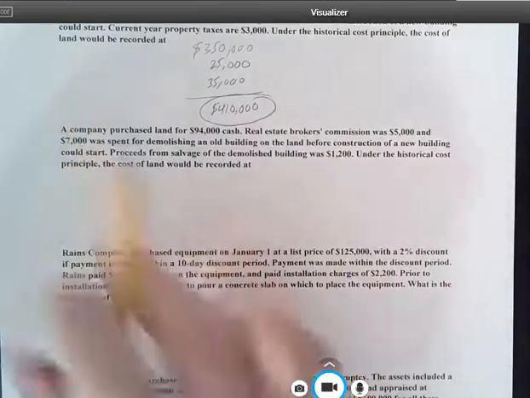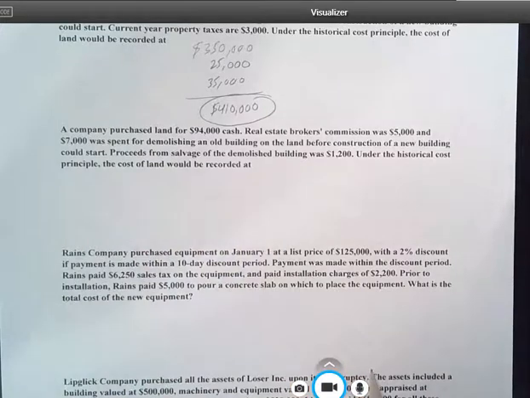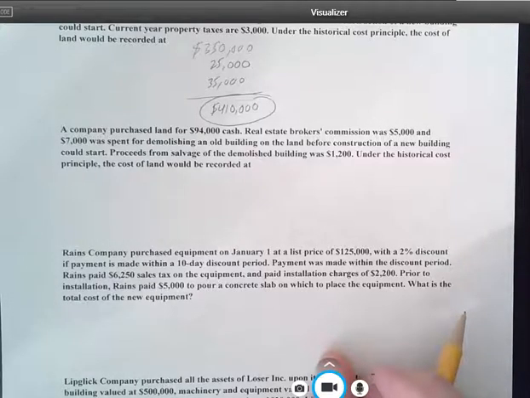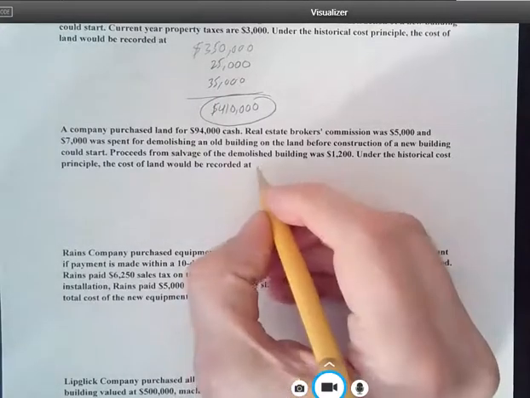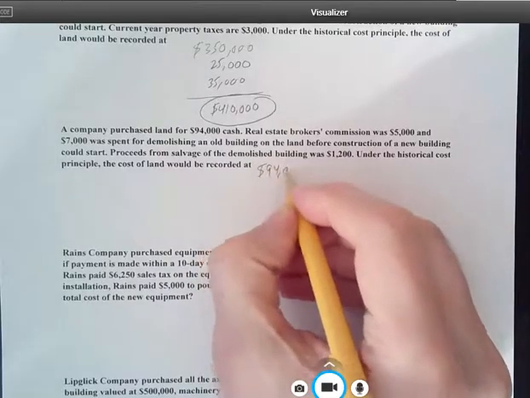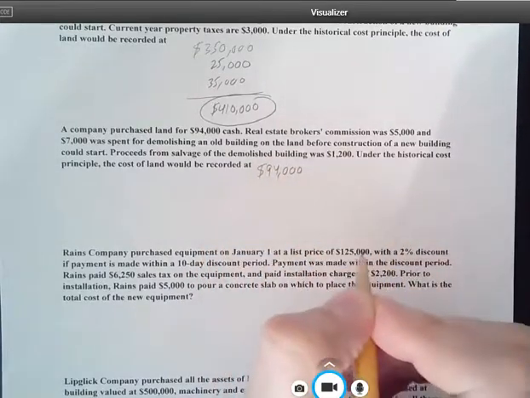Second question right here. It says a company purchased land for $94,000 cash. Real estate broker's commission was $5,000 and $7,000 was spent for demolishing an old building on the land before construction of a new building could start. Proceeds from salvage of the demolished building were $1,200. Under the historical cost principle, the cost of the land should be recorded at, well, we counted the purchase price last time, so we probably ought to include it again, $94,000.